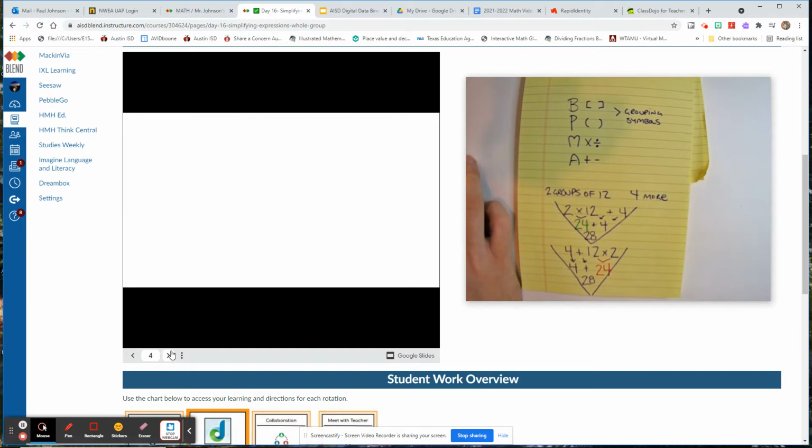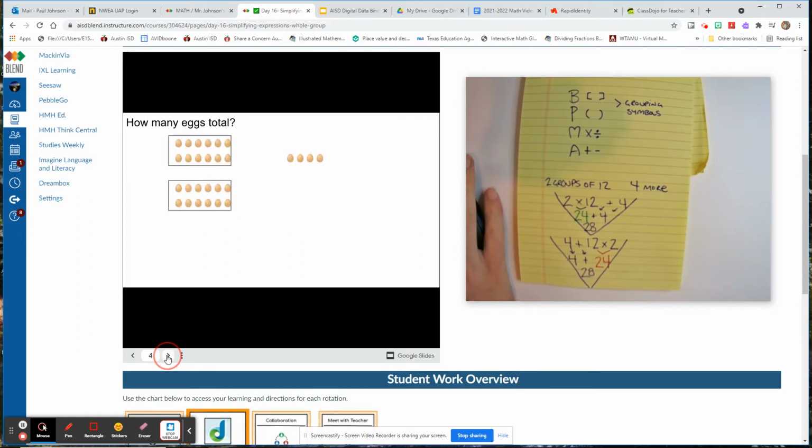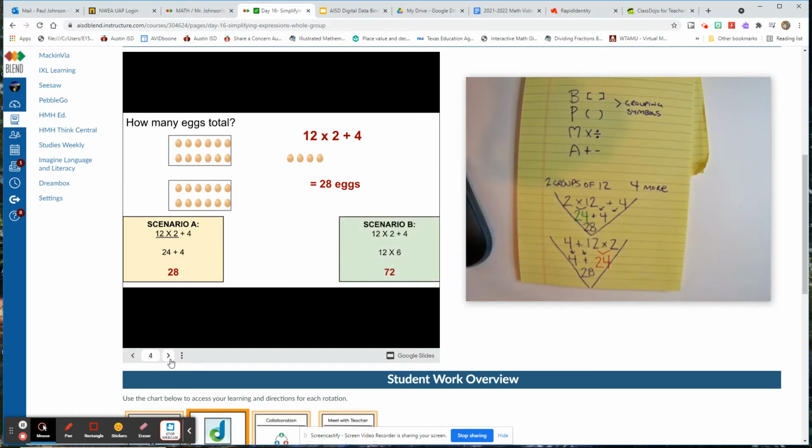All right. So we can look at kind of the example that we got over here. That was the other one that they did. So 12 times 2 or 2 times 12 plus 4. Once again, you can see one of these is incorrect. One of these answers does not work. Which one is it? Scenario B is way off.